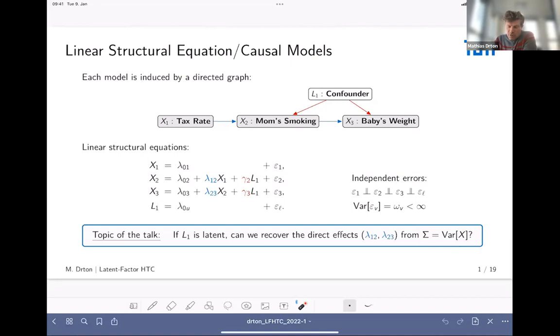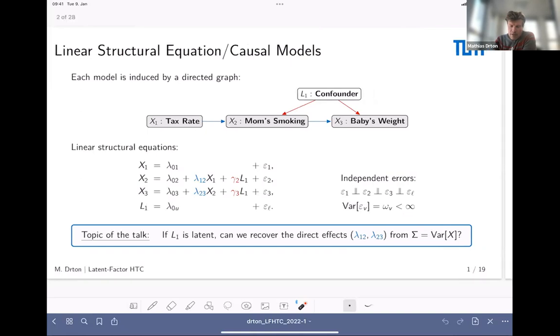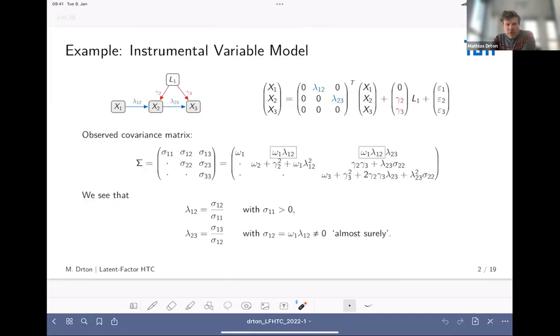So the notation will be these blue lambdas are going to be the coefficients on the blue edges that are joining observed variables. And sigma will be my canonical symbol for the observed covariance matrix. So the covariance matrix of, in this example, X1, X2, X3. So this is what this talk is about. Can we decide whether I can recover these direct effects? And then staying with this example, let's just do it in this example. So this is, of course, this famous instrumental variable model.